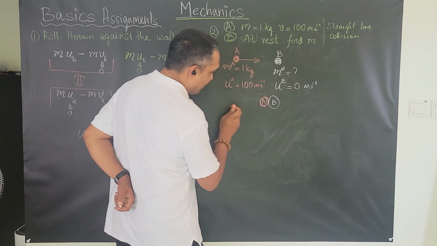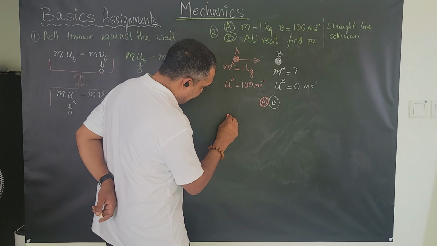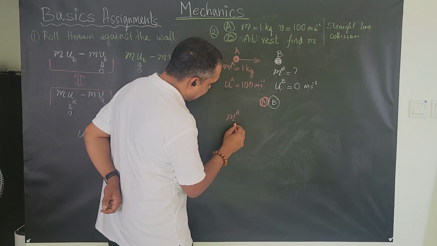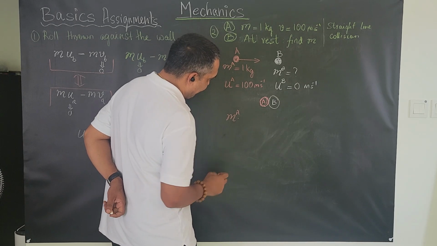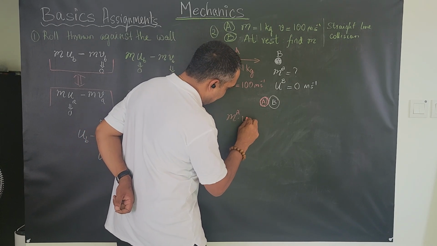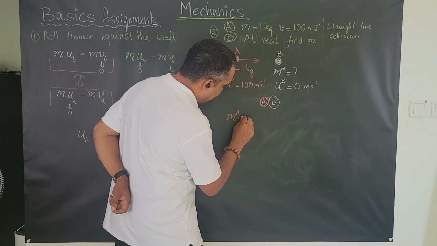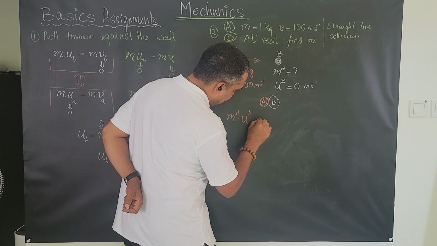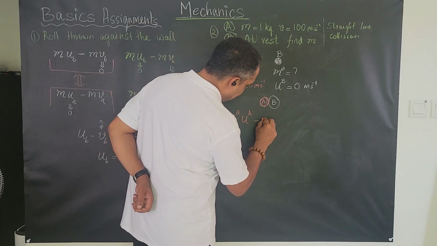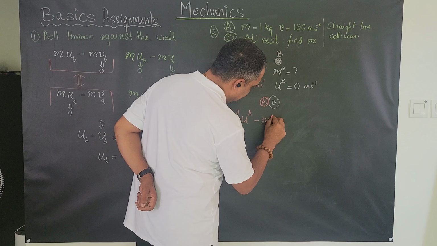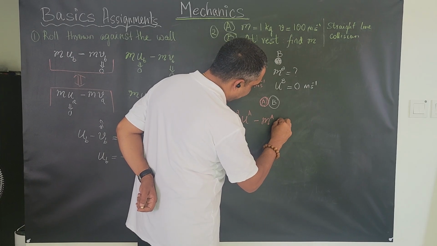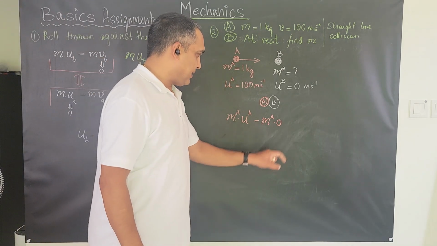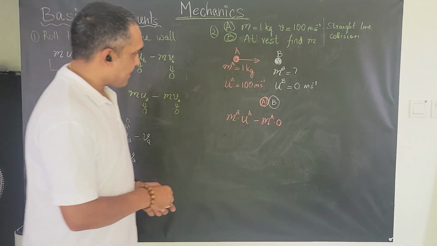the loss of momentum, or the change in momentum for A could be defined as its mass of A times its, maybe use the term UA, minus its mass times 0. Okay, that's A.